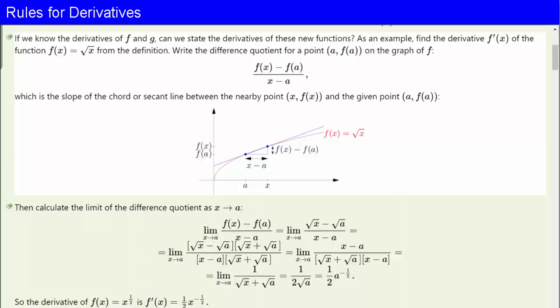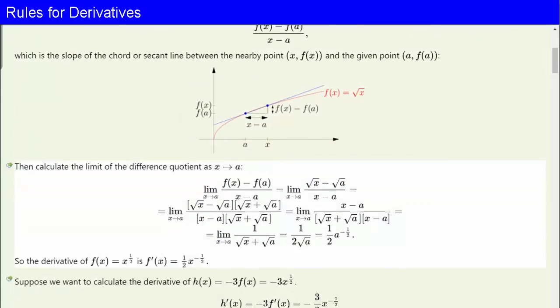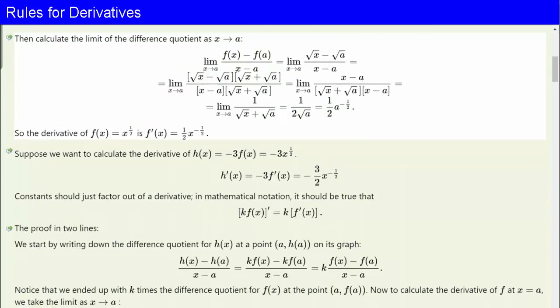As an example, let's first find the derivative, f prime of x, of the function f of x equals square root x from the definition. We write the difference quotient for a point a, f of a on the graph of f. That's f of x minus f of a over x minus a, and is the slope of the chord or secant line between the nearby point x, f of x and the given point a, f of a. We then calculate the limit of that difference quotient as x tends to a. The limit as x tends to a of the difference quotient is root x minus root a over x minus a.